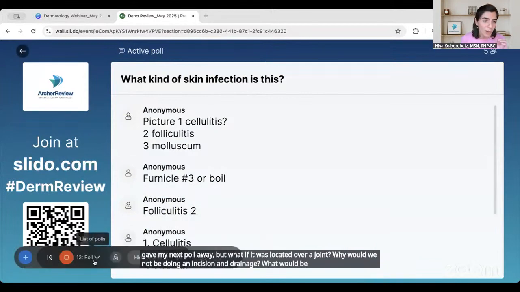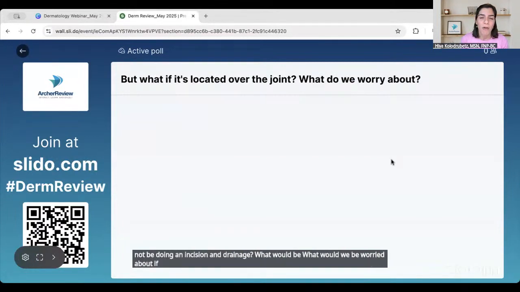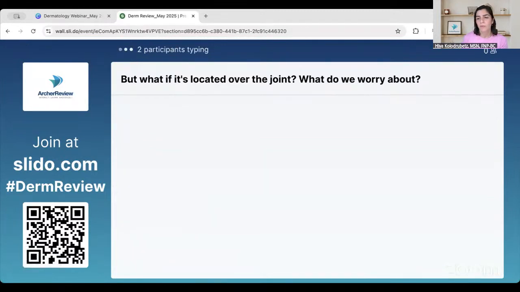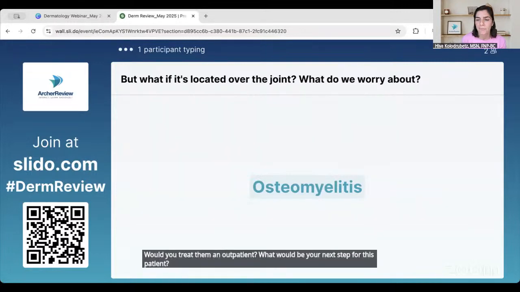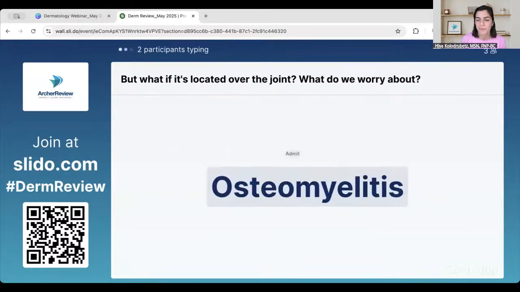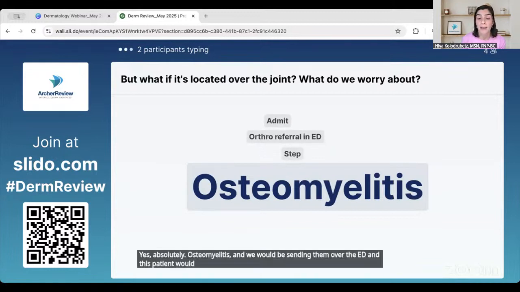What would we be worried about if it was located over a joint? What would you be suspicious for? Yes. Osteomyelitis, absolutely. So where would you send this patient? Would you treat them as an outpatient? What would be your next step for this patient? Yes, absolutely. Osteomyelitis, and we would be sending them over to the ED, and this patient would most likely get admitted.